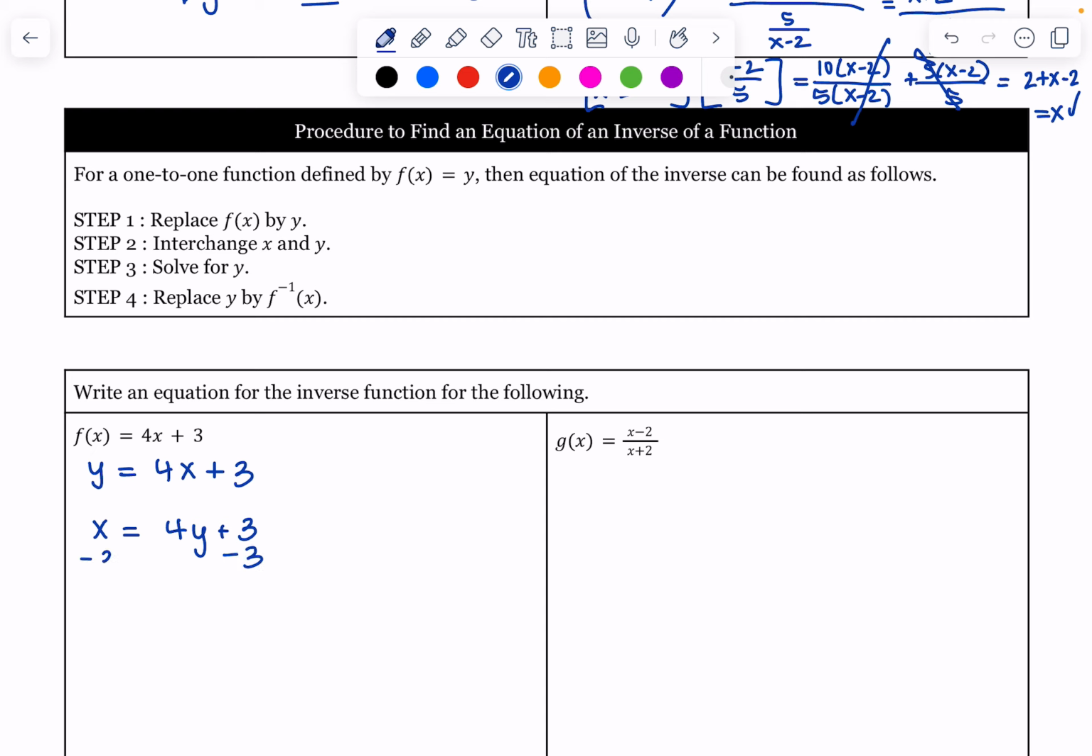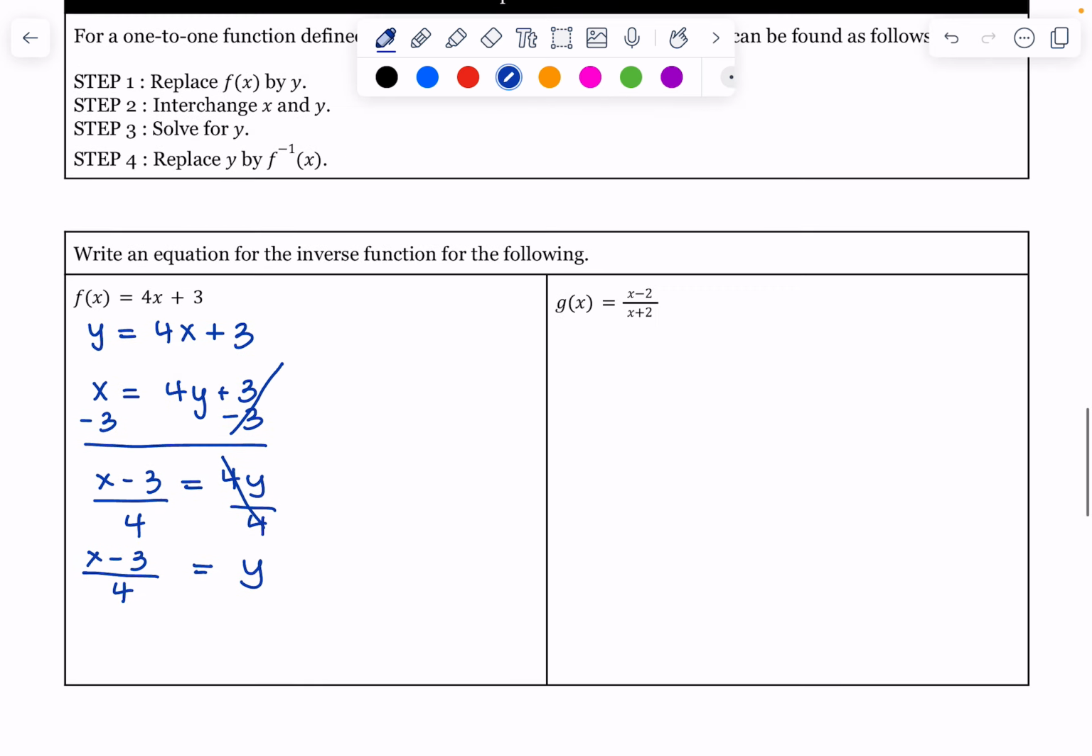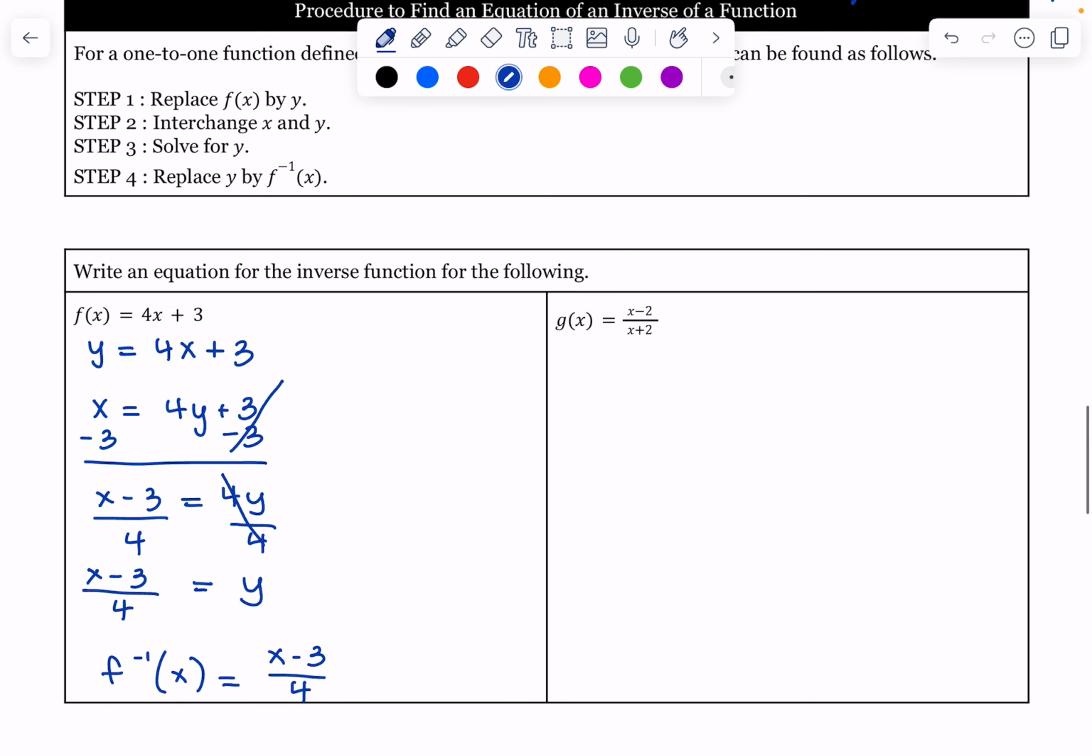So I'm going to subtract 3. x minus 3 is equal to 4y. Divide by 4. And I'm left with y equals x minus 3 all over 4. And then step 4, replace y by f inverse. So here I would have my inverse of x is equal to x minus 3 all over 4. All right, this one we're going to replace g of x with y.